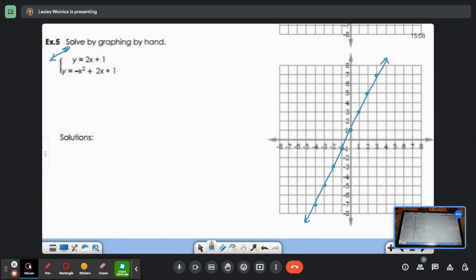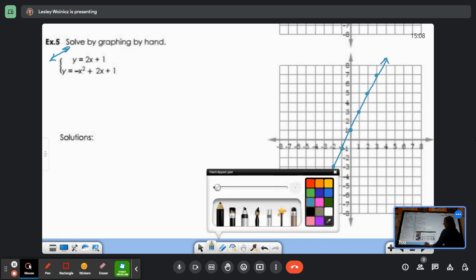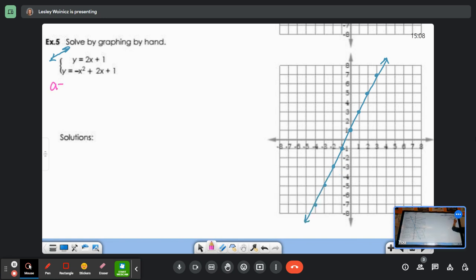Okay, now, what looks a little bit weird about this quadratic we've got? It's reflected over the x-axis. Okay, so which way is it going to open? Downward. What else can you tell me about it? Does it have any parentheses? No. So is it in vertex form? No. What form is this? Standard. It's in standard form.